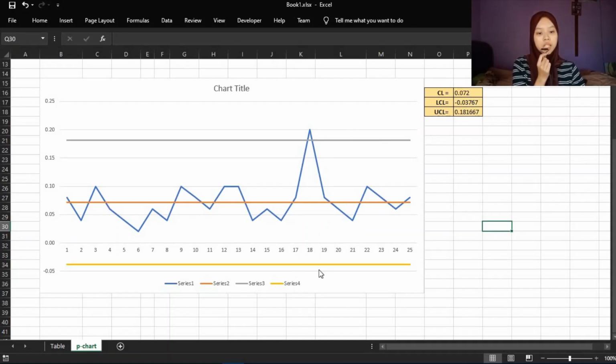As we can see here, sample 18 exceeds the upper control limit, so we have to recalculate the center limit, lower control limit, and upper control limit, but this time we have to eliminate sample 18. But I'm not going to show it in this video because I'm only going to show how to plot the chart. Thank you.